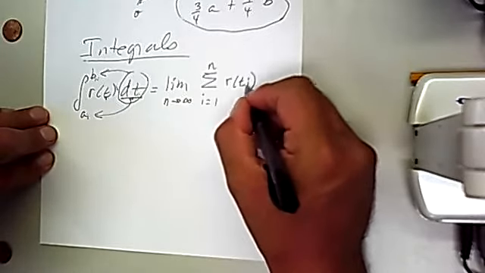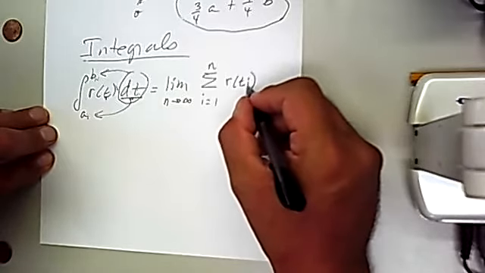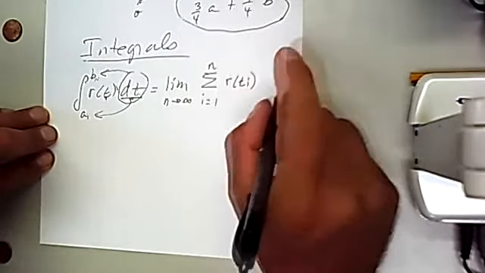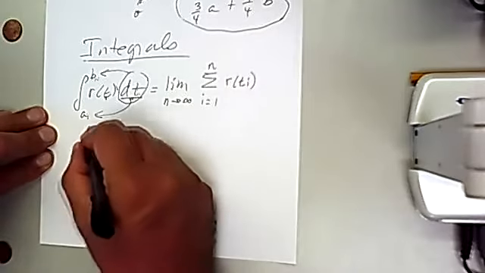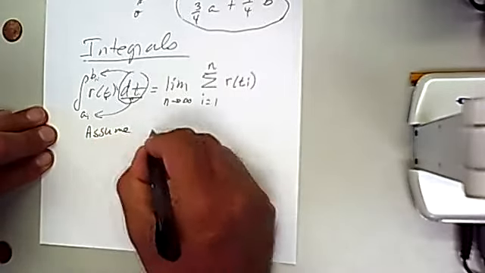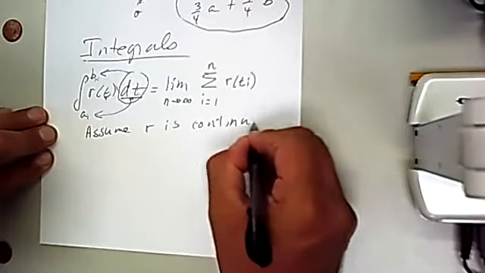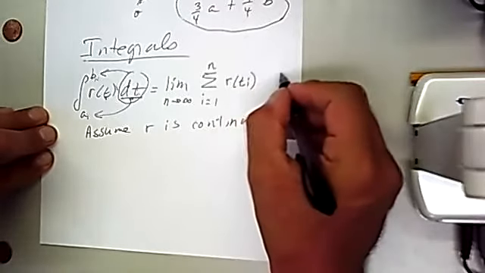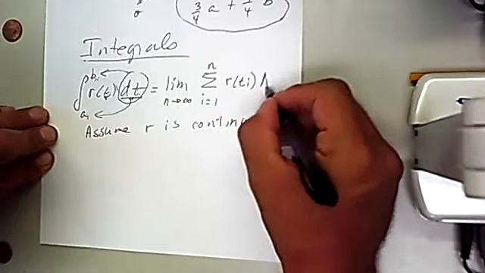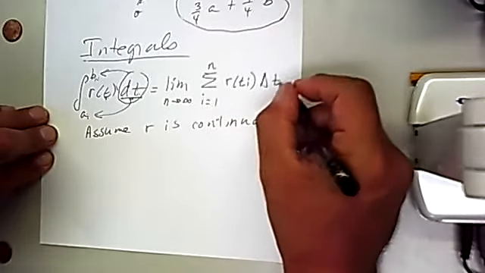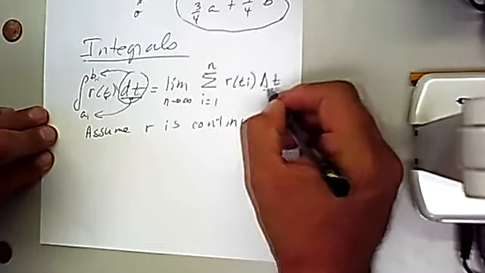And then we multiply the values, the outputs of the function, r of t_i. If the function is continuous, you can take any value of t. Let's write it down. Assume for now r is continuous. So we multiply this with delta t, so little bits of t's. So these are periods of time.